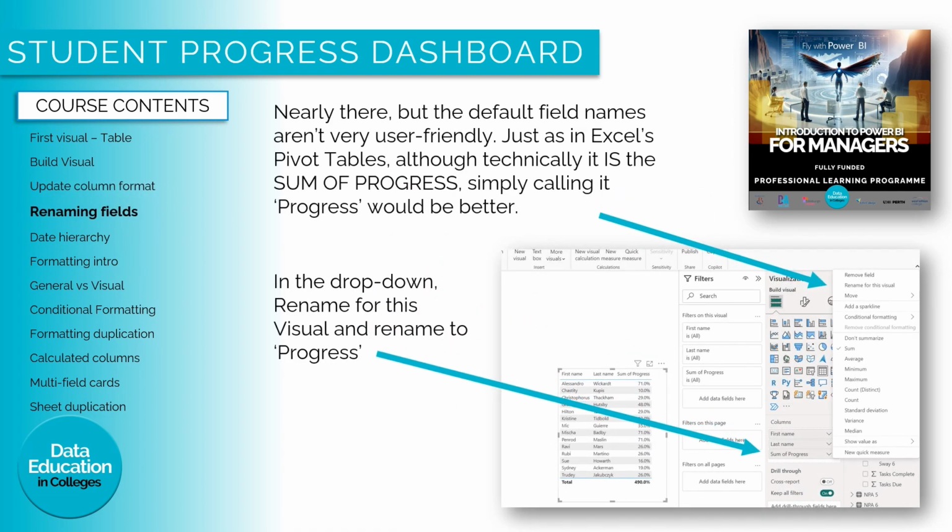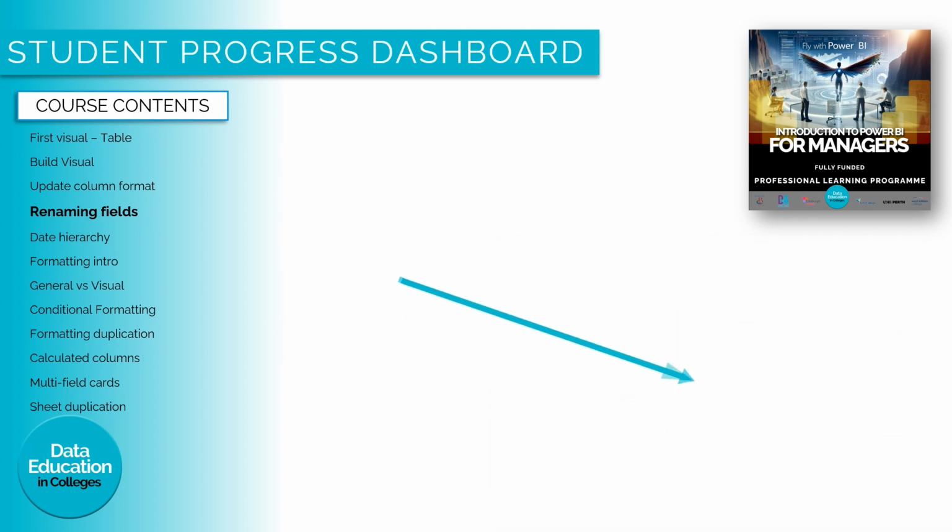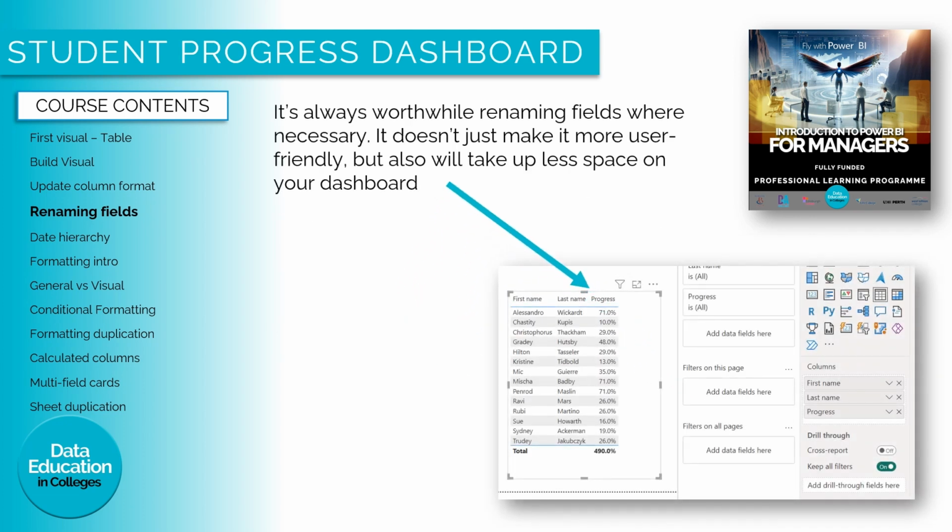We're nearly there with that, but the default names, just like with Excel, sum of progress, isn't very user-friendly. So in the drop-down there under Build Visual, change sum of progress to progress. And as I said, it takes up a bit less space as well, but it just makes it a bit more user-friendly.